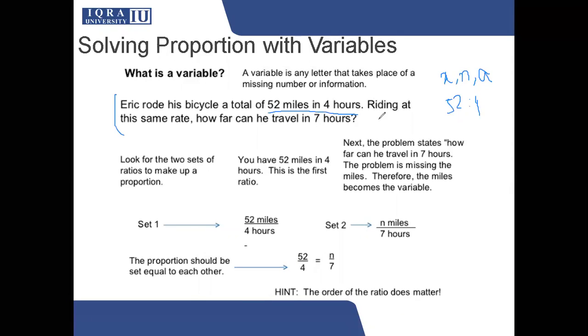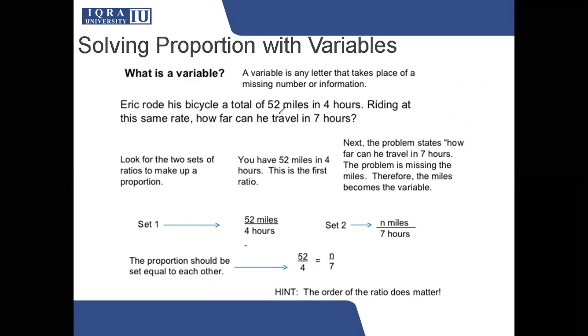And when they tell us that we're riding at the same rate, this basically means we can equate this with the other ratio. This, how far can you travel with 7 hours? Let's take a look at how we're supposed to solve this, right? So the first step is look for the two sets of ratios to make up a proportion, right?